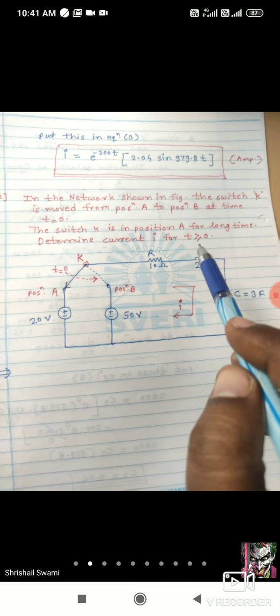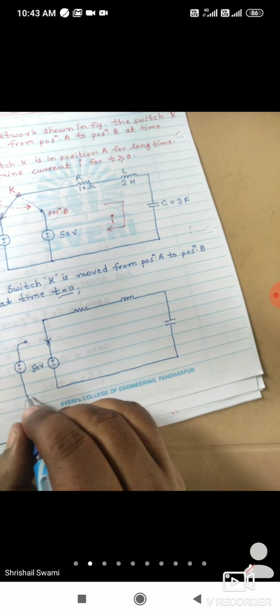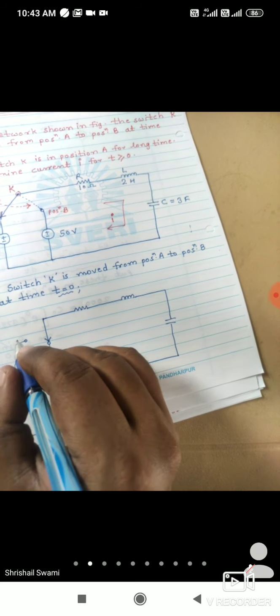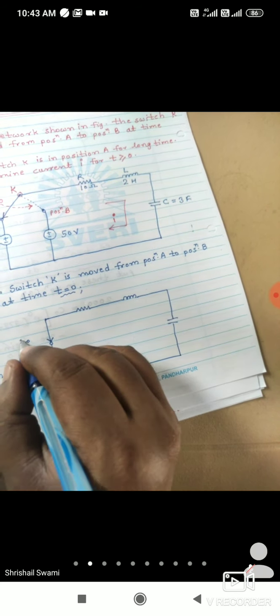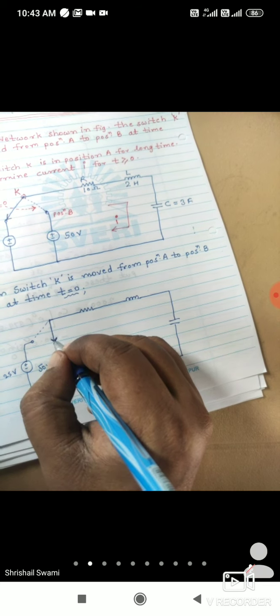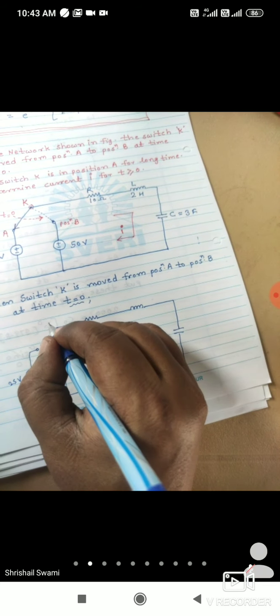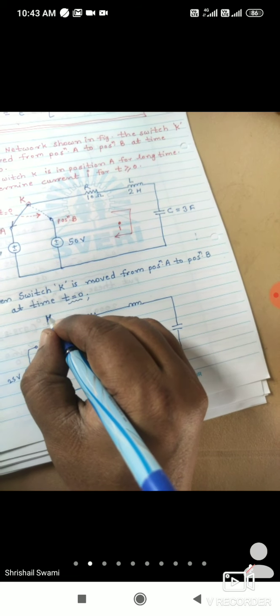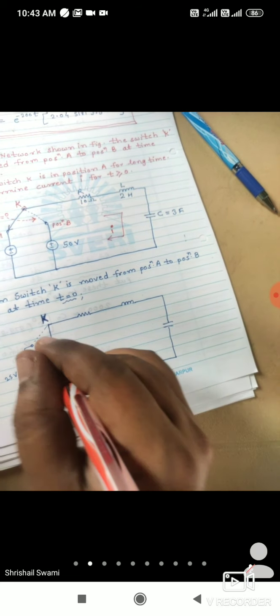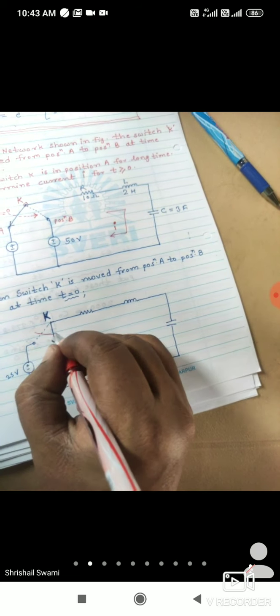Now I will consider the switch is at position B. For position B, the supply voltage is 50 volt. Position A I will consider somewhere here, so it is 25 volt. This will be dotted now. The switch is at position B. So this will be the switch K, which already moved at time t equal to 0. This is the A, this is the B.